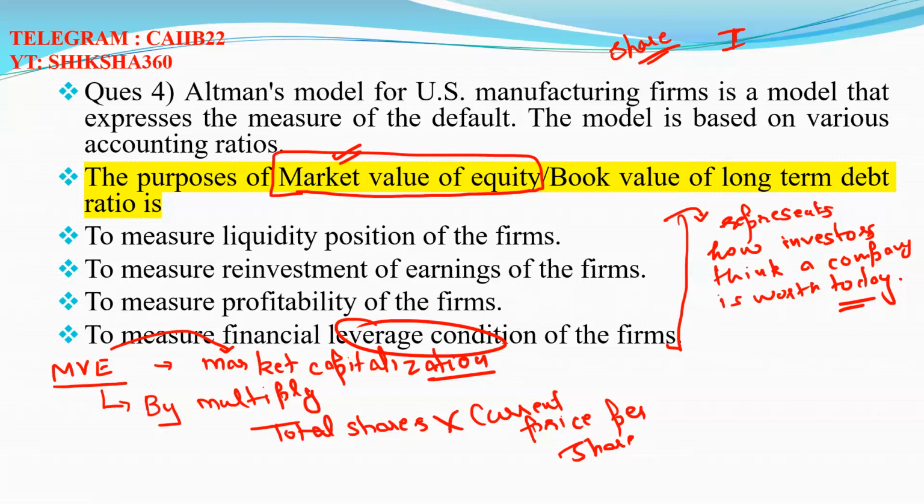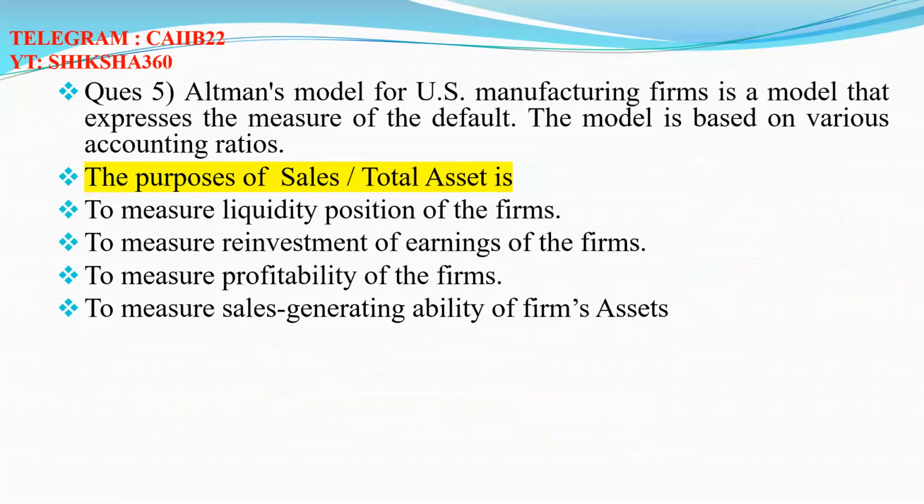Now only the last ratio is left for you. What is the purpose of sales upon total asset? That is known as X5, and it has a multiplying factor of 1. So what is the purpose of sales upon total asset? It generally means, what is the meaning of that?